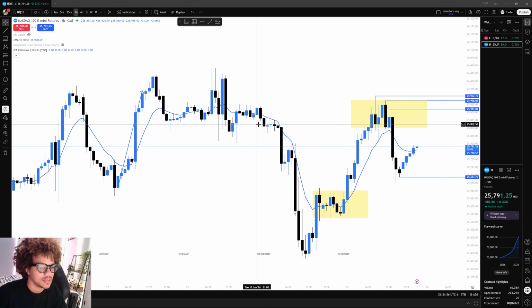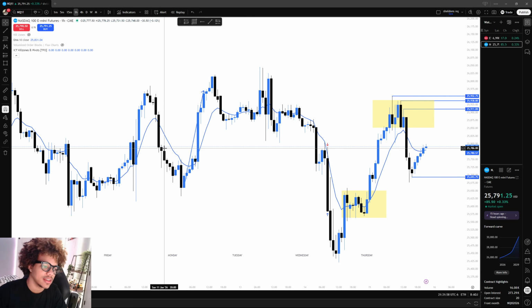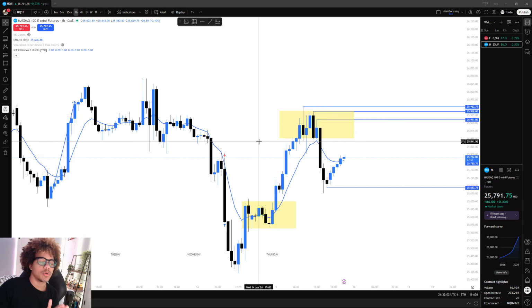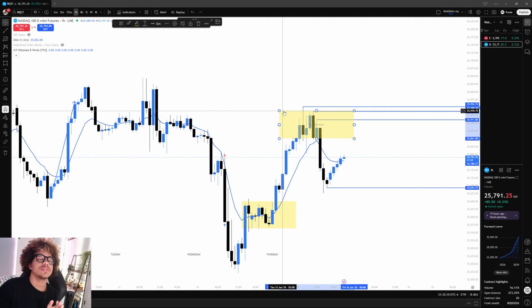We were chopping. This candle broke out of it, and we took this draw. Like, bro, you can see how much more probable it is to not trade in the range. Just don't trade a range. I am begging you. You're making trading so much harder than it has to be.